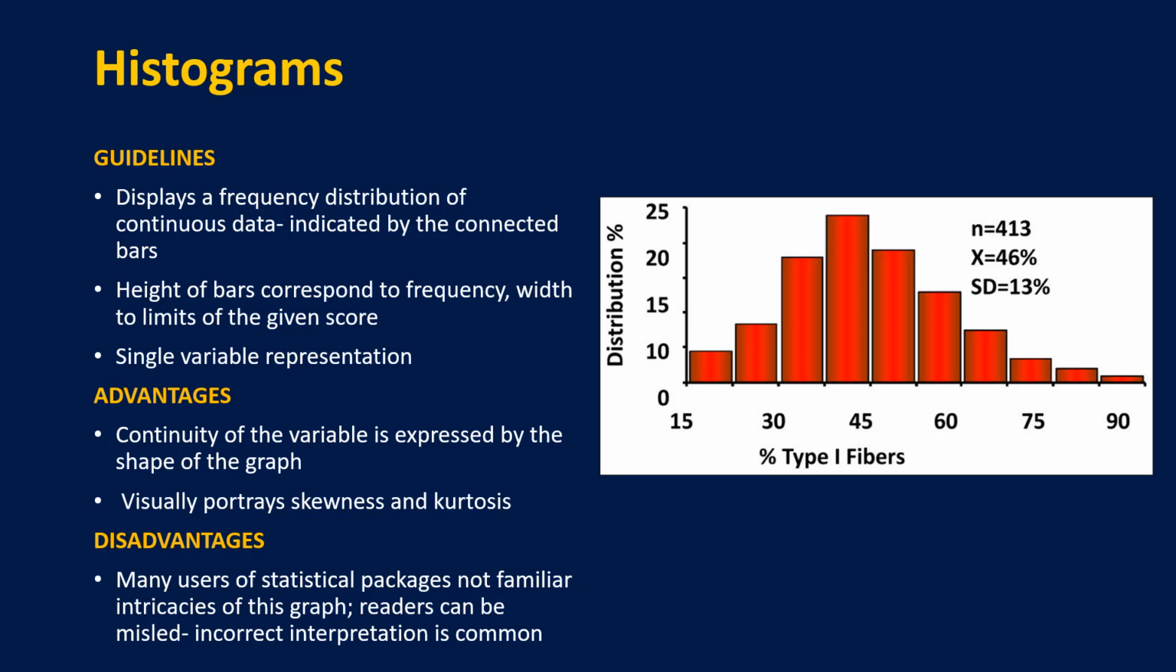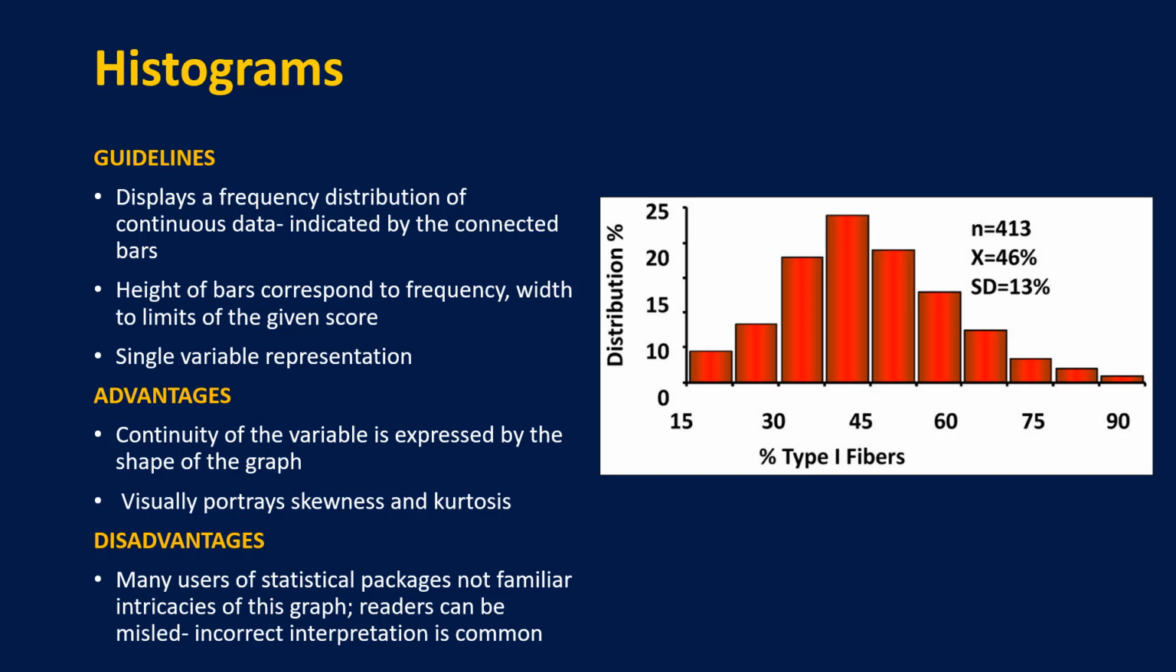Histograms. So this is actually a histogram in relation to the distribution of type 1 muscle fibers, but they are used to describe frequency distribution. So again, if you're unsure what that is, go back to the video about reporting your data. One of the things that is fundamental in the report is making sure that you show whether your data is normally distributed. And so you do frequency plots.